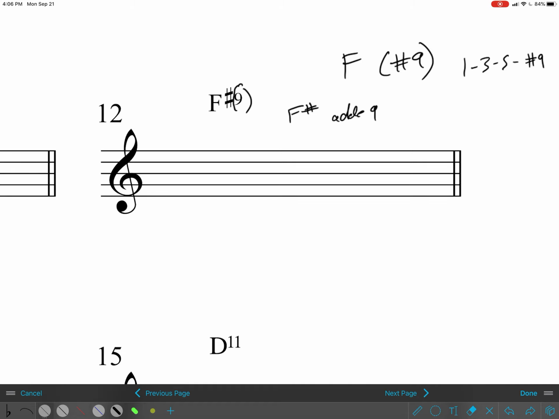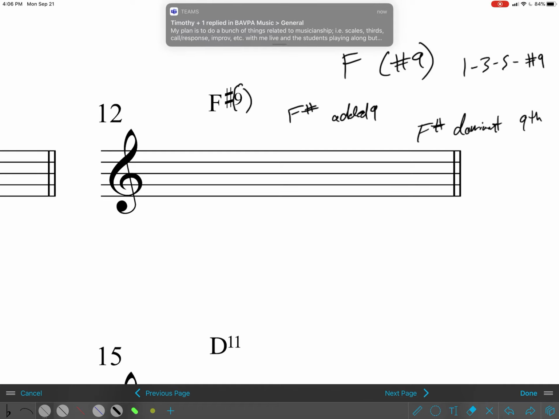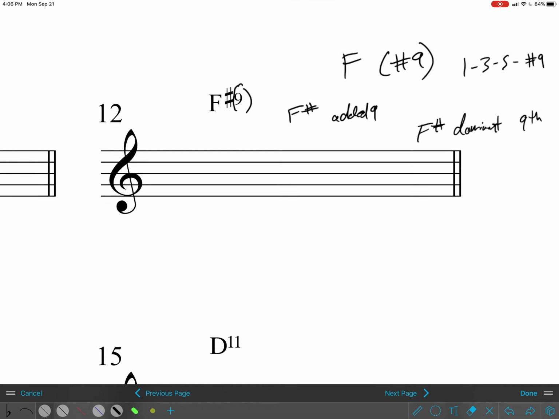But the thing is, guys, because this is a number by itself, it means it's dominant. So this is really F sharp dominant ninth, which just means it's an F sharp chord, F sharp 7 chord. So 1, 3, 5, flat 7, and we're going to add the ninth in there like that. So let's do that right now. We have F, A, C, E, G. That's 1, 3, 5, 7, 9, right?